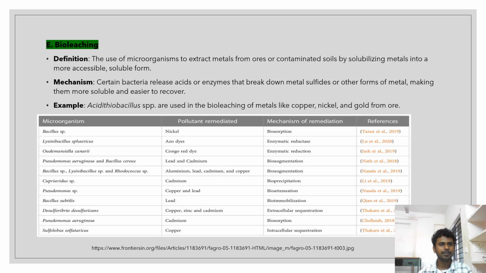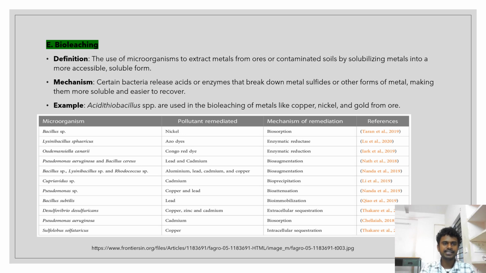The final one is bioleaching. The use of microorganisms to extract metals from ores or contaminated soils by solubilizing metals into a more accessible soluble form. Mechanism: certain bacteria release acids or enzymes that break down metal sulfides or other forms of metal, making them more soluble and easier to recover. Example: acid-producing Thiobacillus species are used in the bioleaching of metals like copper, nickel, and gold from ore.